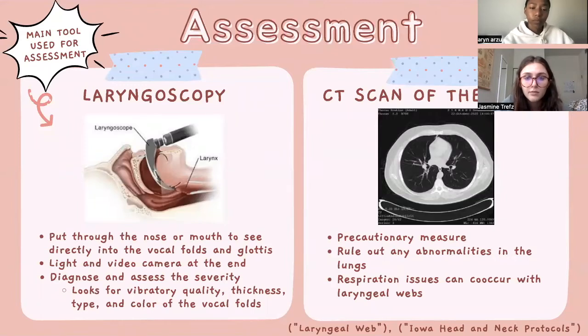So laryngeal webs can be identified and diagnosed through instrumental assessment. The most commonly used instrument would be a direct laryngoscopy. These are long, thin instruments with a light and a lens or a small video camera at the end. The laryngoscope is put in through your nose or your mouth, and it goes down your throat.